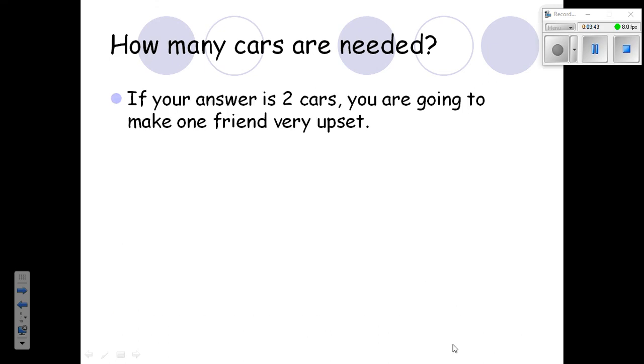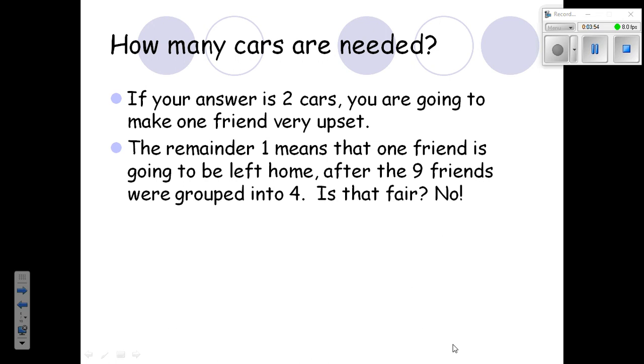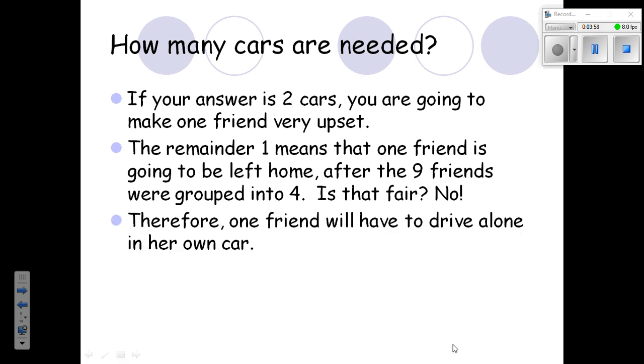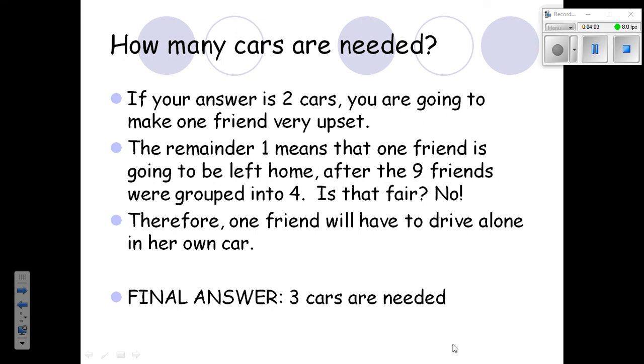So how many cars are needed? If we only need 2 cars, one of our friends is going to be very upset with you. They're going to have to walk, and we can't have that. It's not fair to leave that one out. So we would need 3 cars. That one friend would have to drive alone in her own car, so we need 3 cars.